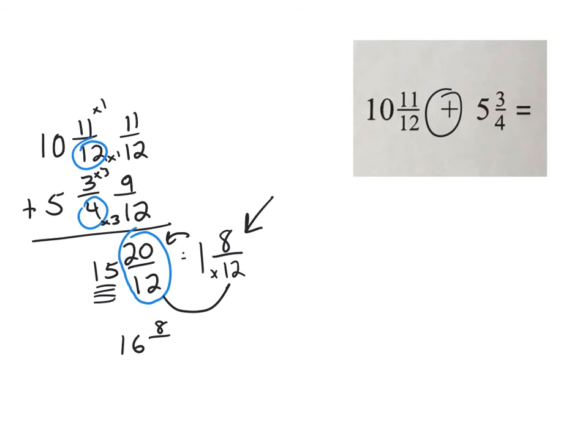And 8/12. Well, that's still not perfect because we can reduce the 8/12 by dividing by a common factor, in this case of 4. So 16, 8 divided by 4 is 2, 12 divided by 4 is 3. Our final answer is 16 2/3.